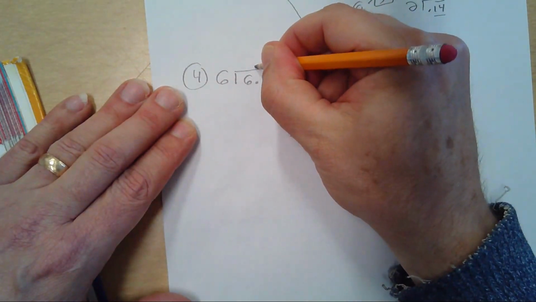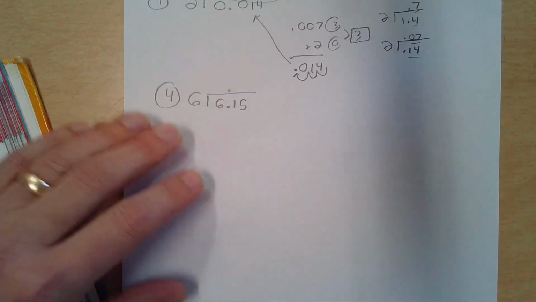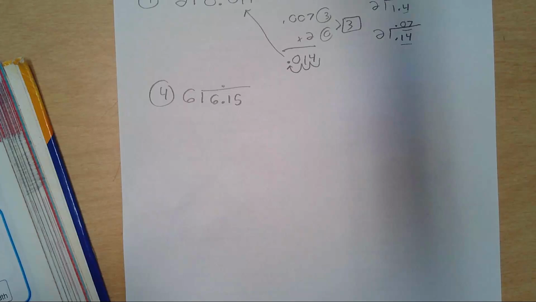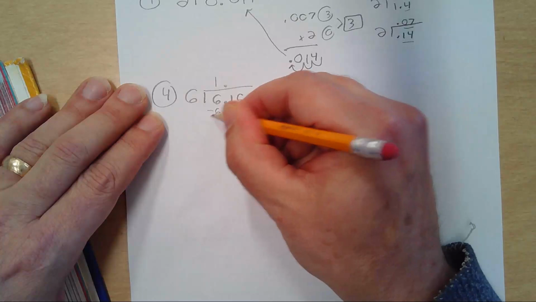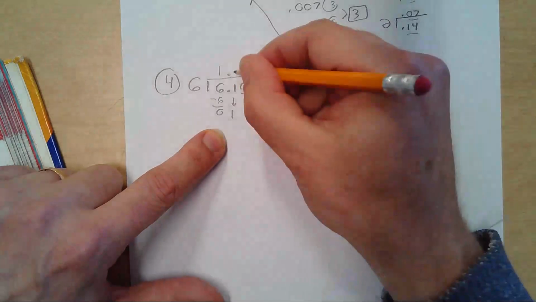So get my decimal place there. Walk through this one. I want to get to some of the other ones here. So 6 goes into 6 one time. Drop the 1. 6 doesn't go into 1 any times.